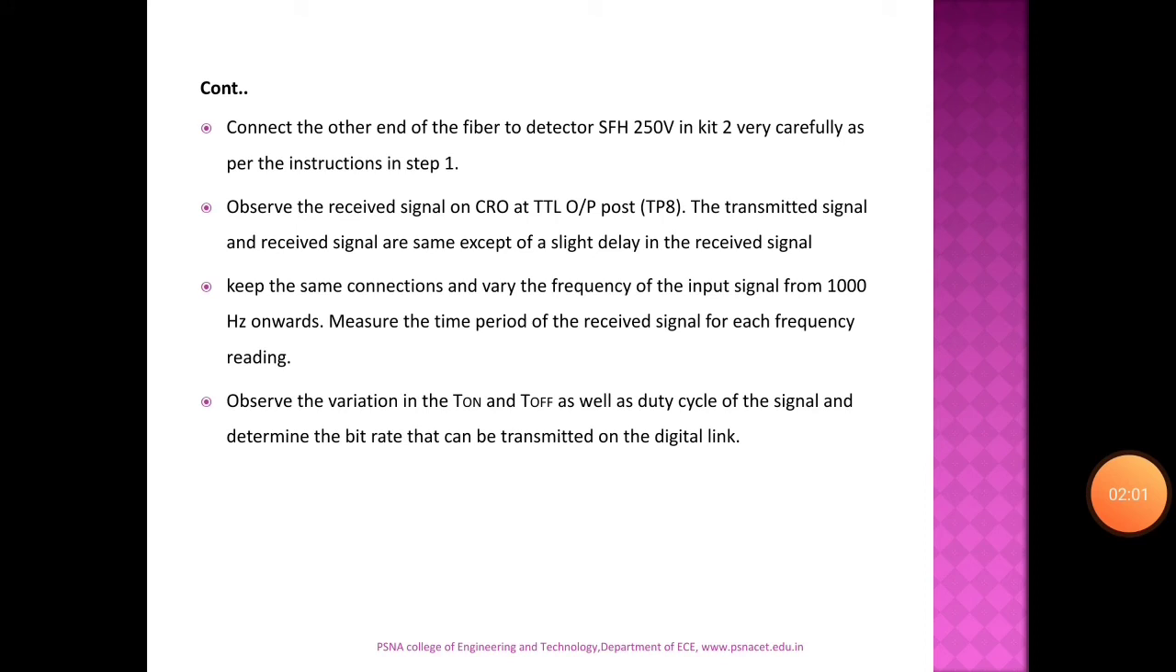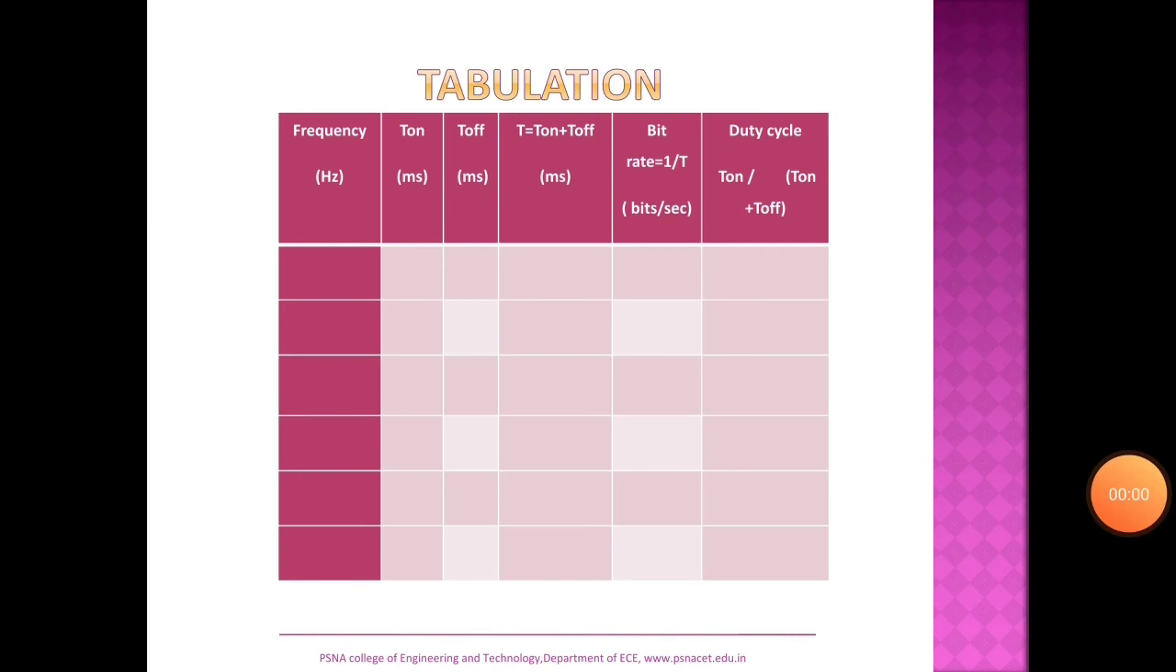At the receiver, we are going to note down the time period, that is T on and T off. From the values of T on and T off, that is from the time period, we are going to determine the value of duty cycle. So this is what we are going to do with this experiment. This will be the tabulation part of our experiment.